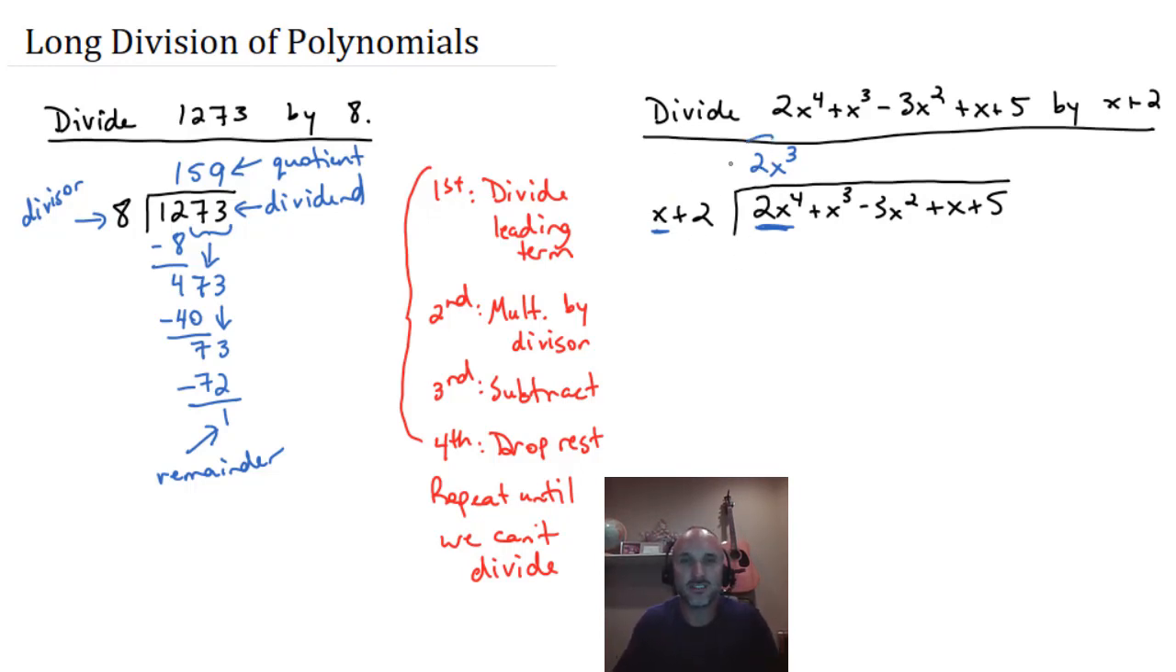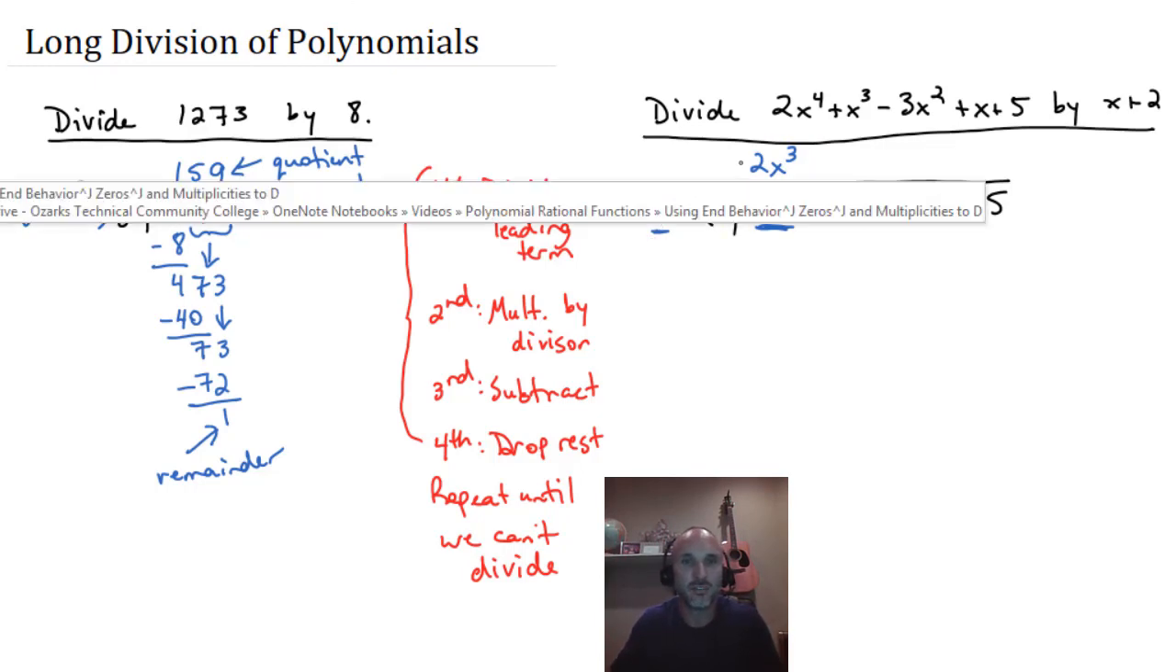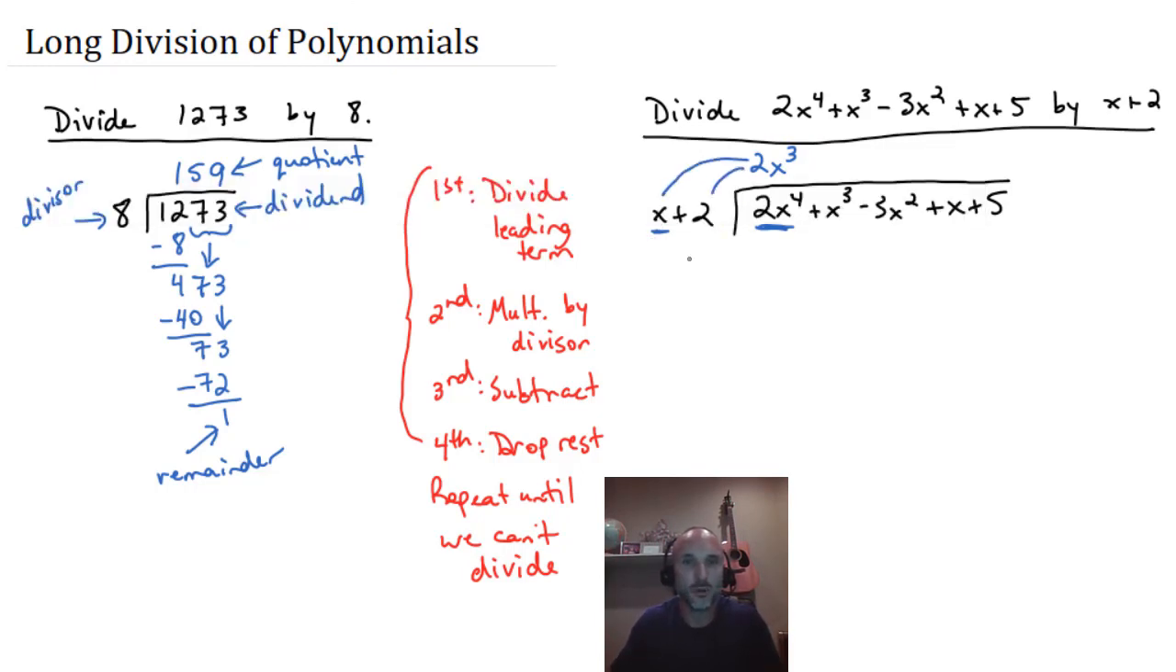Then I take the current quotient, my 2x cubed, and I multiply it by the entire divisor here, x plus 2. So I have to distribute it to both terms. And when I do that, I get 2x to the fourth plus 4x to the third. And now I have to subtract all of this. And I'm going to put a star next to this third step. This is where most people mess up.